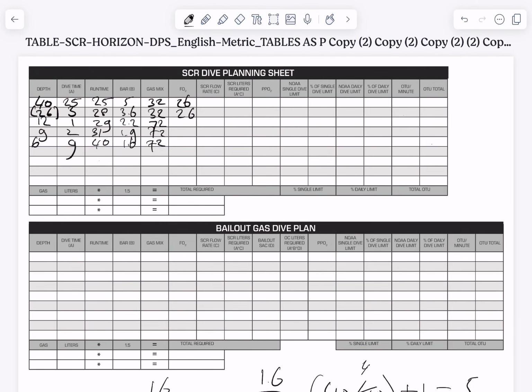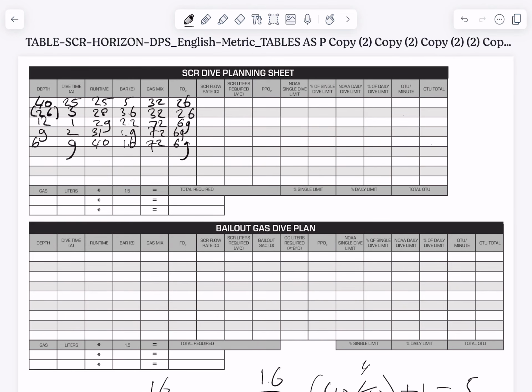So I'm going to write it down here. 26, 26. At 12 meters, we're going to switch, which is going to be 69, 69, and 69. Excellent. So those are our gases and fraction of oxygen in the loop. So what about gas flow?